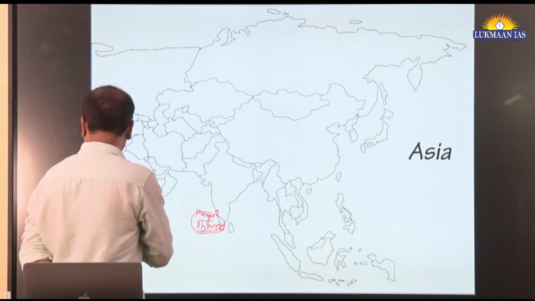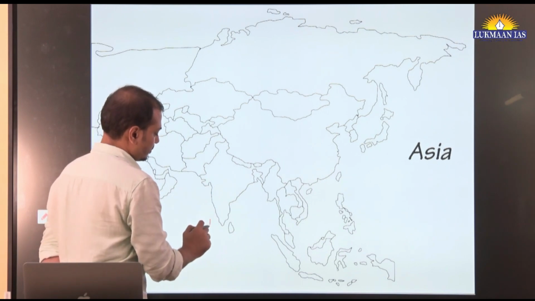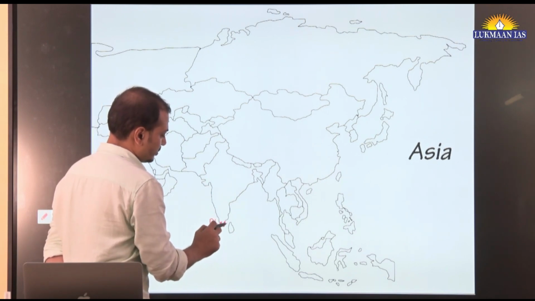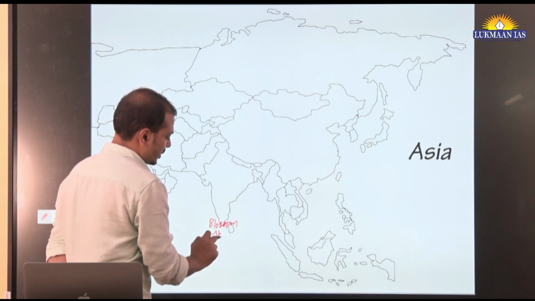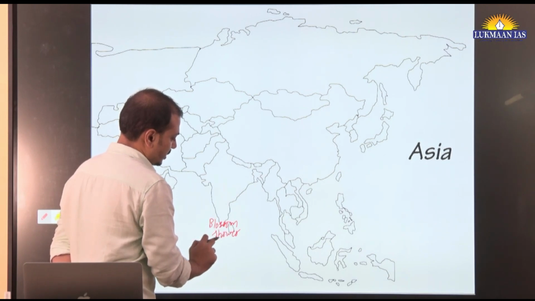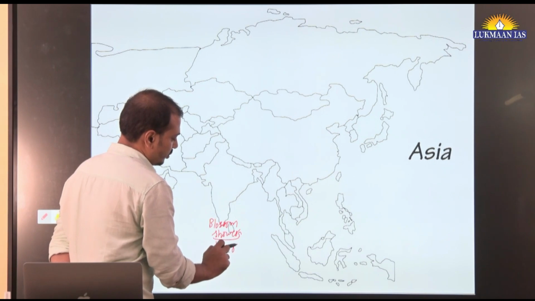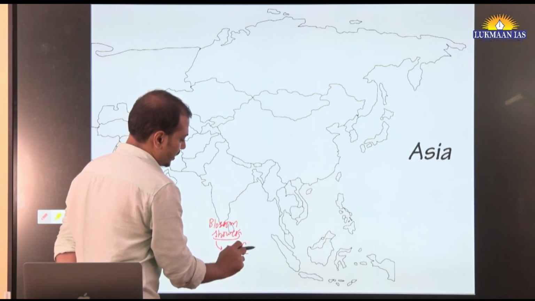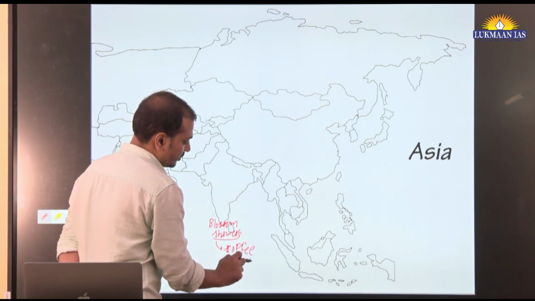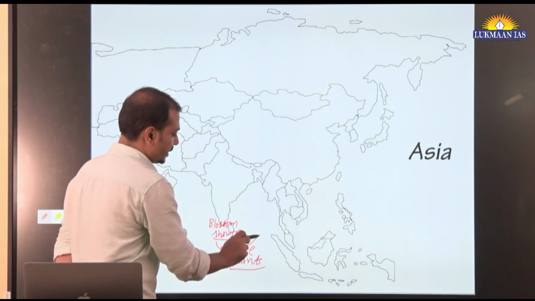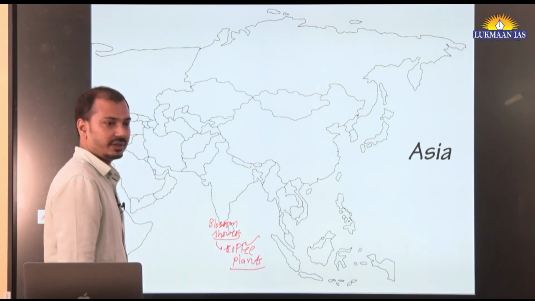Then there are blossom showers in Kerala. Yes, Kerala, Karnataka both. So they are important for the blossoming of coffee plants, for flowering. Okay, it is important for the flowering of coffee plants.